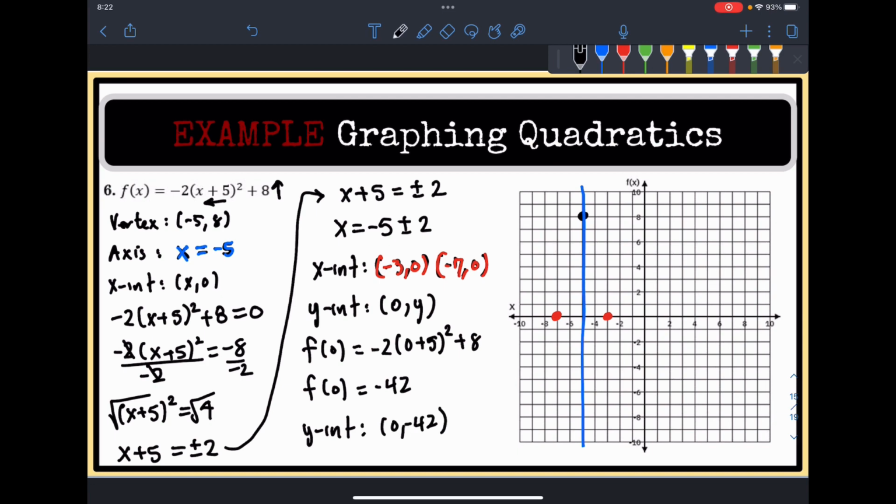And we can't plot that one, because we're going to go all the way down. We only go down to a lower negative 10. But when we get there, we'll notice that that value is going to be 1, 2, 3, 4, 5 units away from the axis of symmetry. So going down 42 units from the y-axis all the way down to negative 42, there'll be another point that's symmetrical to that one. So this is what our parabola is going to look like.